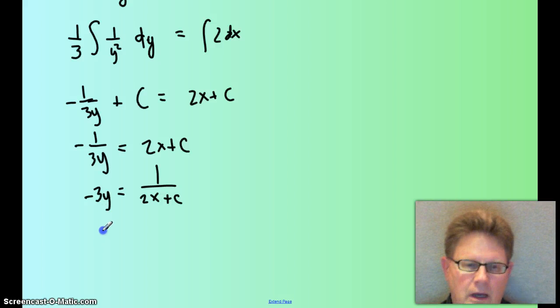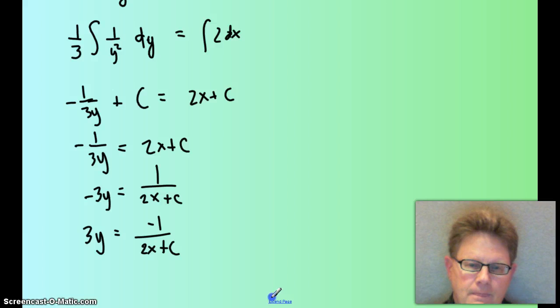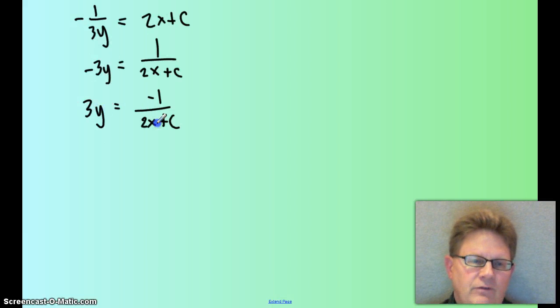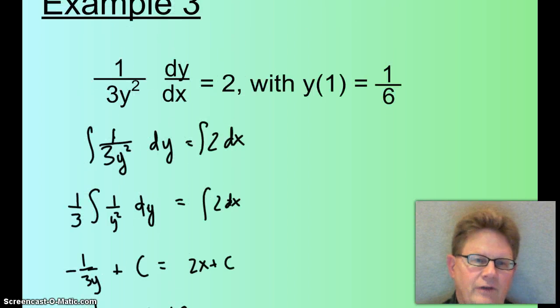Divide both sides by -1. 3y equals -1 over 2x plus c. Divide both sides by 3. Y equals -1 over 6x plus c. Now we're ready to use our initial value.